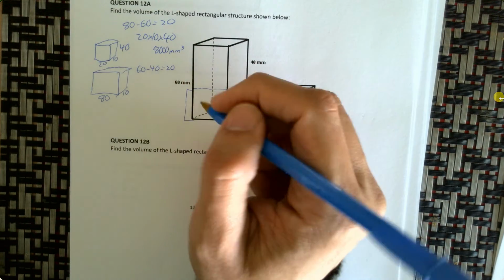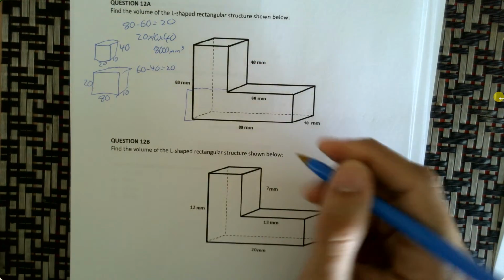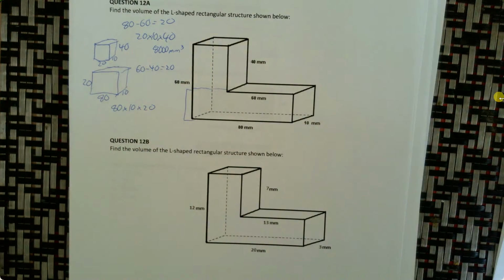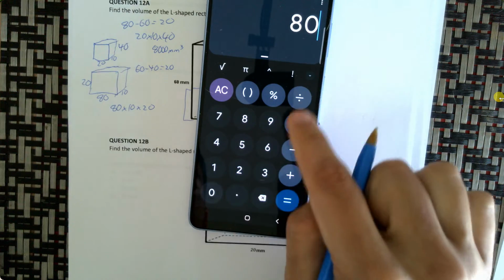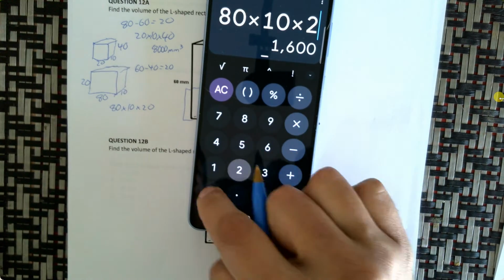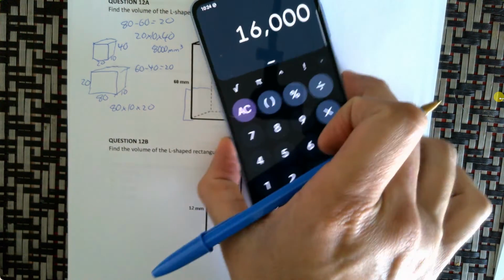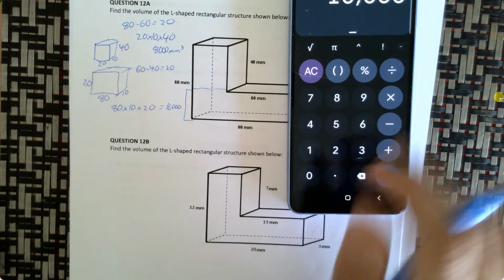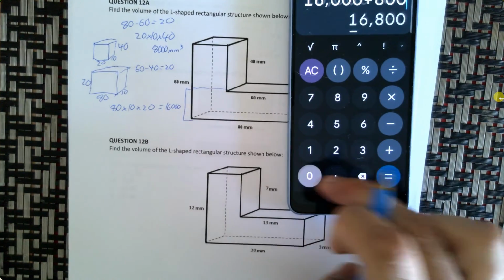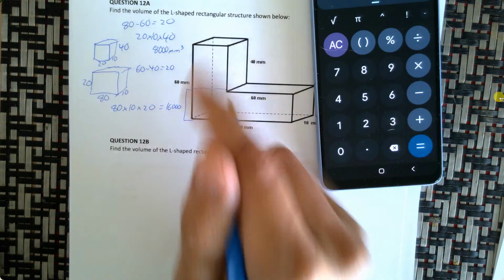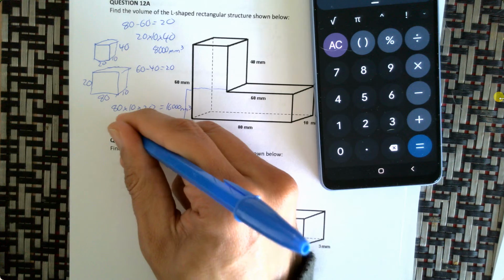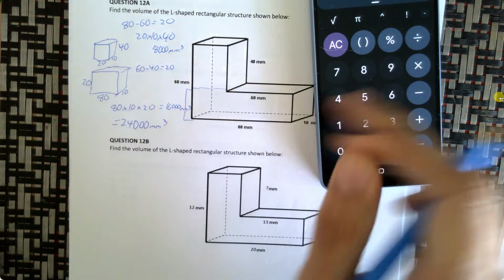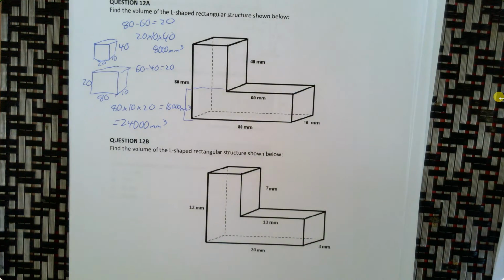Therefore, I'm going to be getting 80 times 10 times 20. Equals 16,000. Then I add the two together. 16,000 plus 8,000 is 24,000. 24,000 millimeters cubed. So that's one way of doing it.